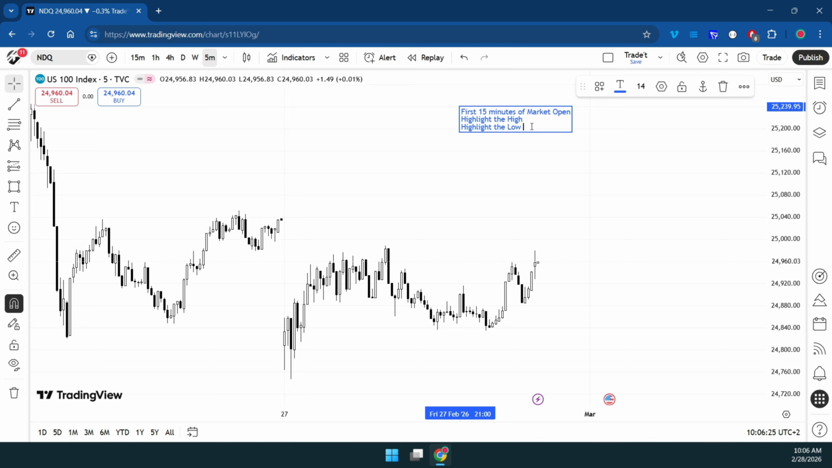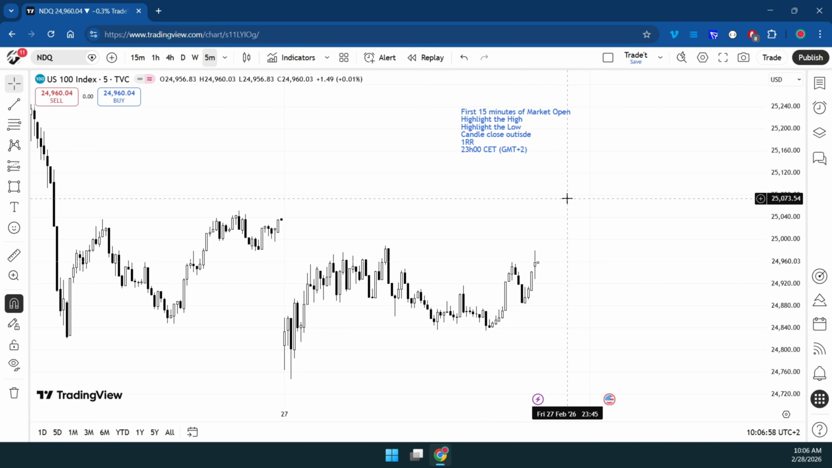As soon as I have a candle close outside this reference, I'm gonna take my trade. I'm gonna try to take a trade of one risk to reward ratio. And if the trade didn't close before 23 o'clock, when the market closes in Central European time, so basically GMT plus 2, I'm gonna just close the trade.